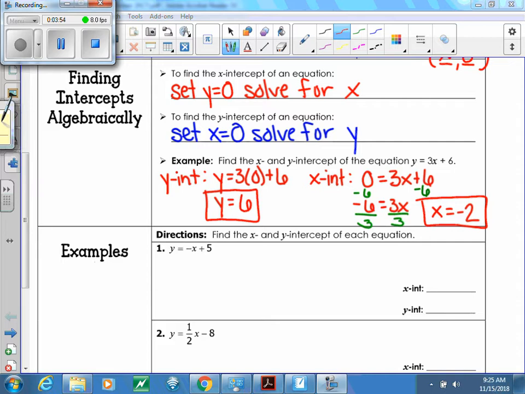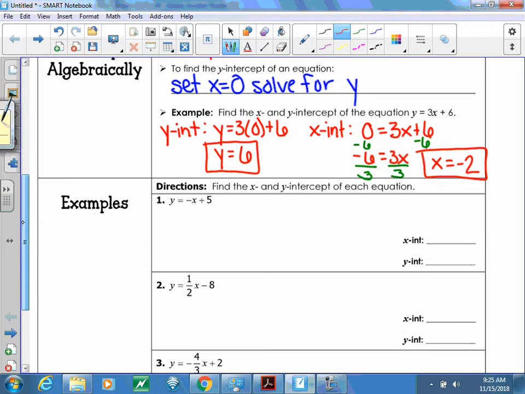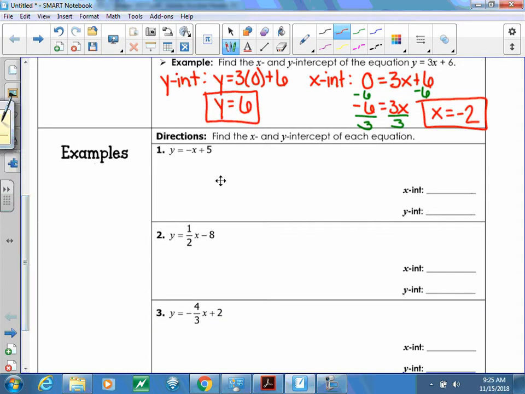Alright, so let's take a look at a couple examples down here on the bottom. y equals negative x plus 5. Again, hopefully you are able to identify here that the y-intercept needs to be 5, because this is in the form of y equals mx plus b. Once again, if not, if you're trying to find your y-intercept, we're going to set x equal to 0. So y is equal to negative 0 plus 5. Well, negative 0 is 0. Add 5 to that, and so y does equal 5.